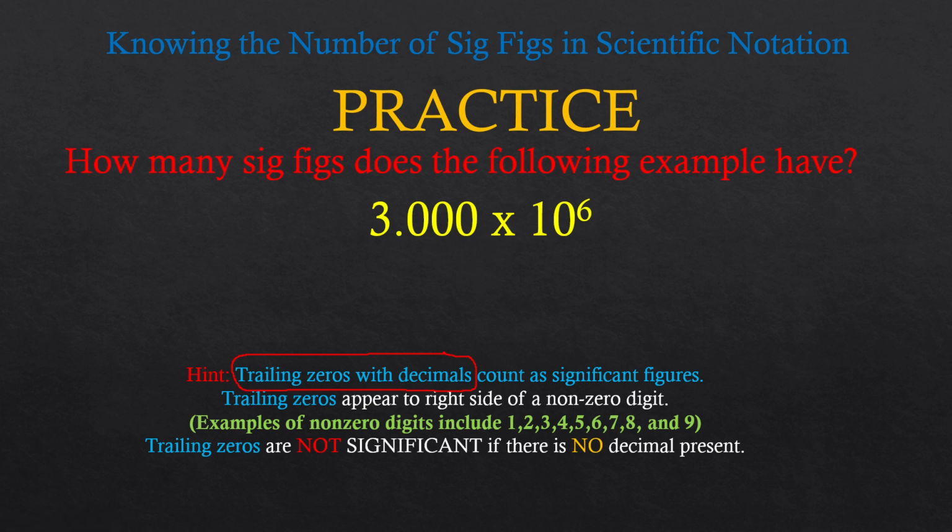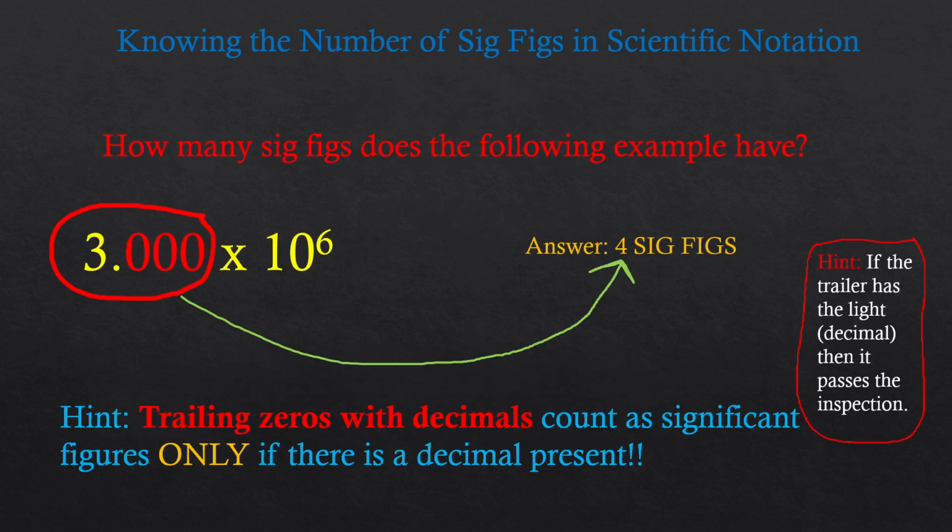All right, another example to work with. So our coefficient is telling us that this number is good to 4 significant figures. Trailing zeros, which are these ones here, that have a decimal will count as significant figures if there's a decimal present. In this occasion, there is a decimal present, so therefore it makes our number have 4 significant figures. If this decimal wasn't here, then this number would only be good to 1 significant figure.